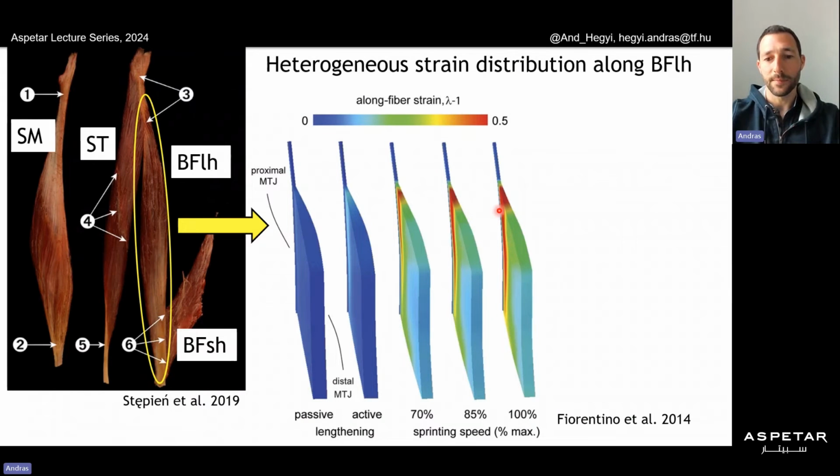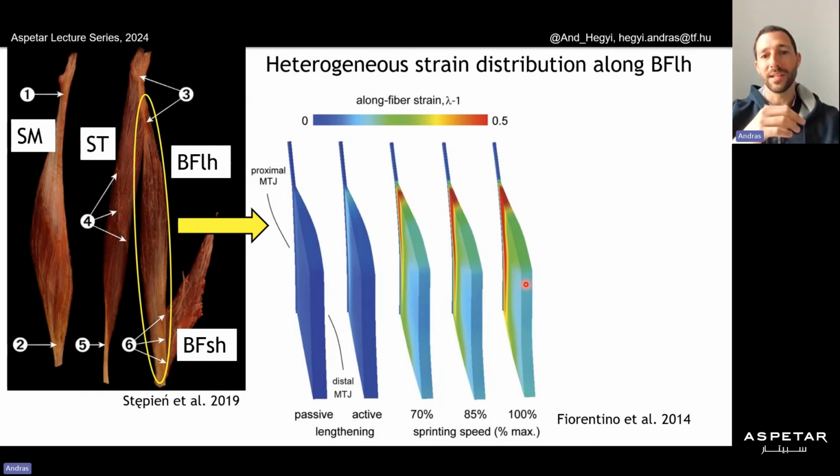So, and this is at the bottom, you can see that this is sprint speed. Especially at maximum velocity sprinting, we had a very high strain in the proximal compared to the distal region. But this simulation is purely based on the shape of the muscle, basically, and they assume that the activation of the muscle is homogeneous.